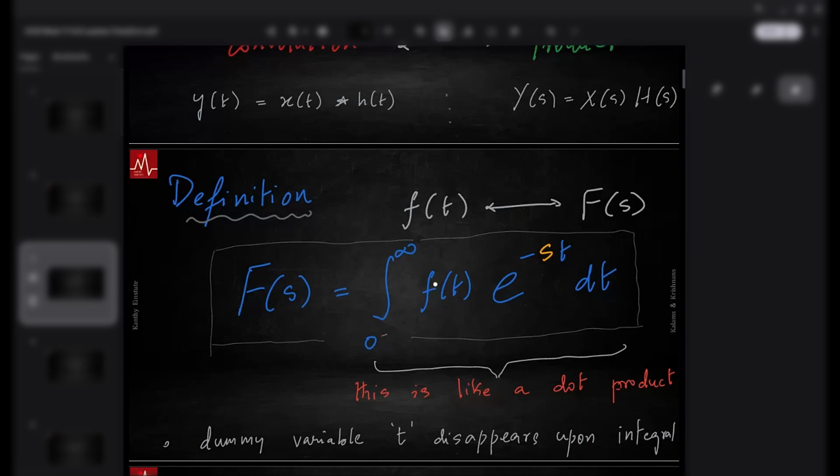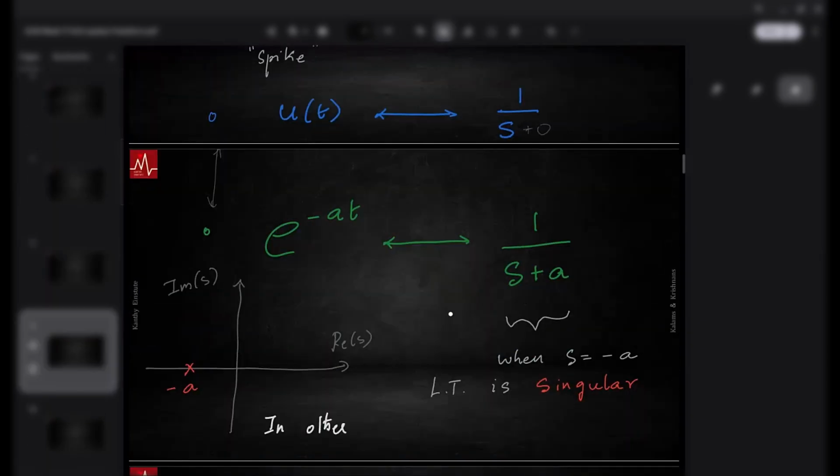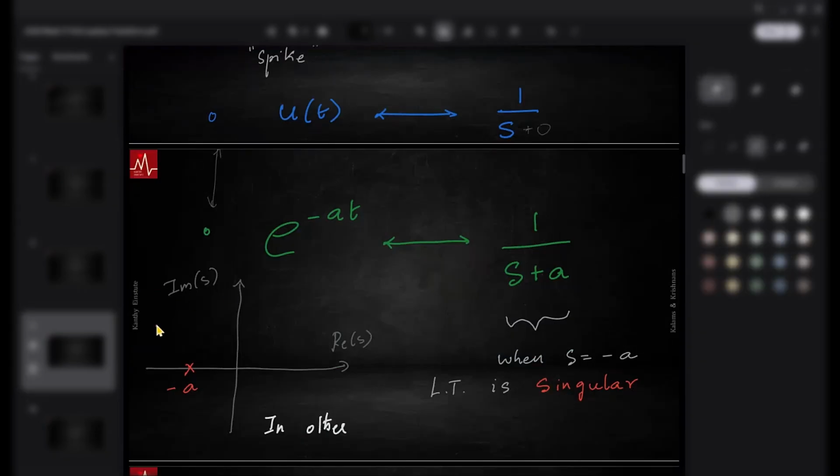Dot product between two functions, between f of t and e power minus st. This dot product, the similarity, is highest for the value of s when f of t is most similar. So you can actually test what the transform is at different points in the complex plane. You can substitute different values of s and see what the similarity, or the dot product, is. The dot product blows up, becomes singular, becomes infinite. The similarity is highest at this one location.